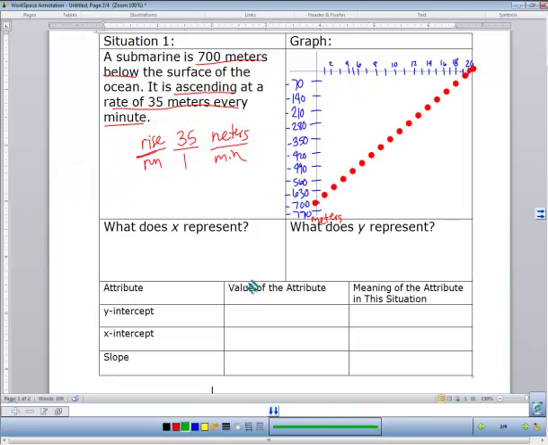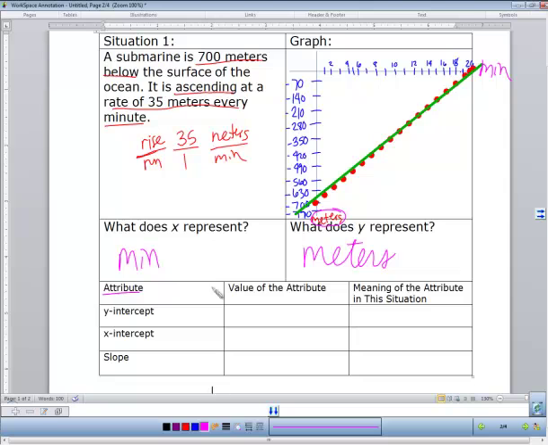So here are my points that I've plotted, and I'm going to draw a line through the middle. Now if you notice, my line goes through these points and I intersect my x-axis at 20. Well, what does this mean? This is really 20 minutes, so I'm going to label that minutes. So let's take a look at these questions here. What does x represent? Well, we just talked about that. X represents minutes. And what does y represent? That is my meters.